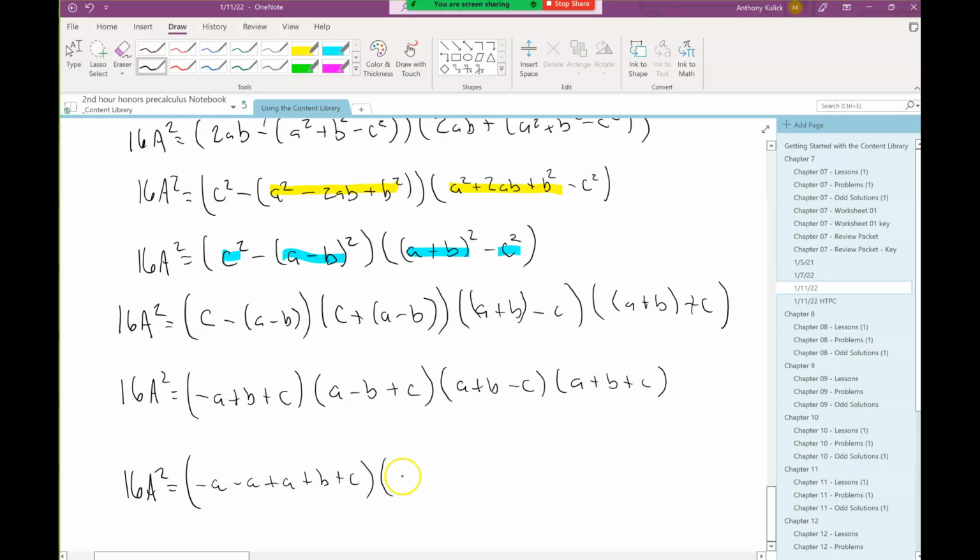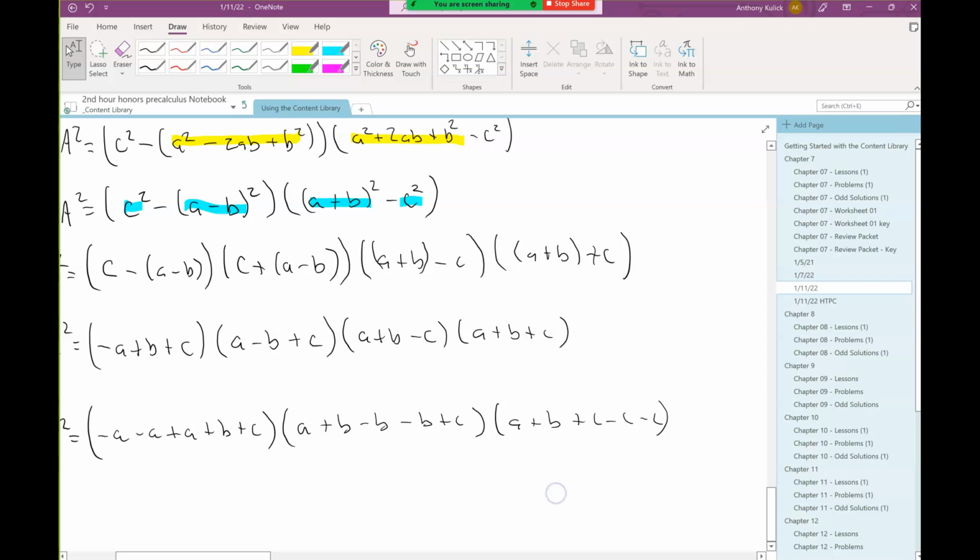I'm going to do the same thing here. I'm going to put in a plus b and minus b. This place I'm going to put in a plus c minus c. And the last one I'm not going to do anything at all to.